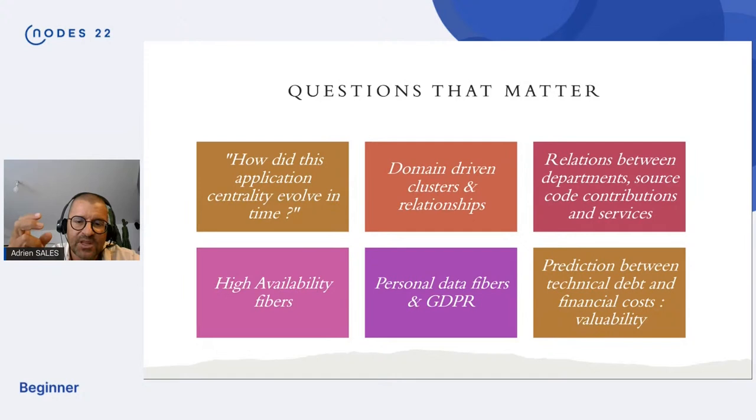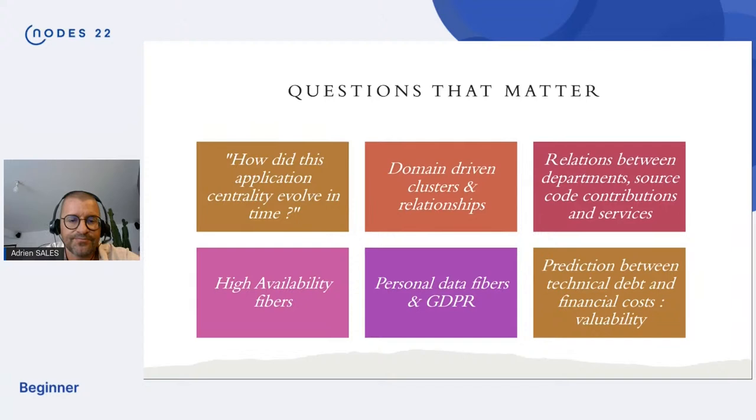And some very easy metrics, very easy but impacting ones. High availability fibers. I mean, if you have high availability applications and you have apps that rely on them that are not high availability ones, you are at risk. So you have to make sure every HA app relies on HA apps.